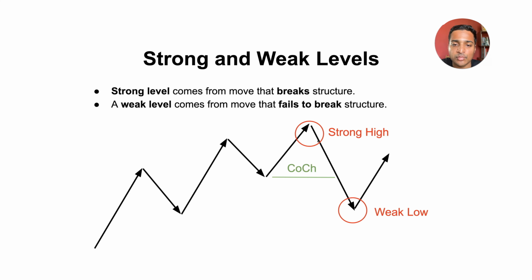A weak level comes from a move that fails to break structure. And in this example, we had an impulsive move down, then this lower high. As this low was not responsible for causing a move that led to a break of structure, we can call this a weak low. Weak levels, like weak lows, are less reliable and more prone to be broken. Strong levels, on the other hand, indicate zones where price is likely to reverse or react. And these concepts are crucial for the next topic, which is supply and demand.